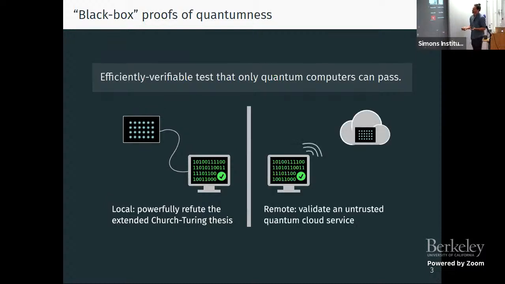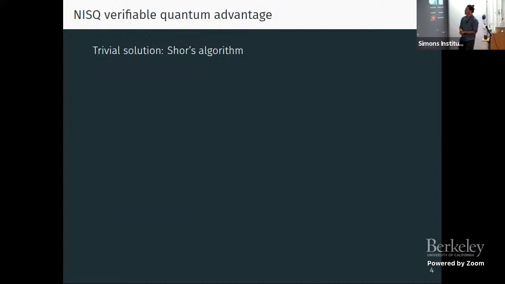The other situation in which this sort of thing might be useful is just, you have some cloud service that claims it's running a quantum computer, and you want to make sure that they're not just secretly simulating all of your circuits or something like that. So you can just send some data back and forth through the internet, and then after doing this, be confident, okay, they actually have some quantum power.